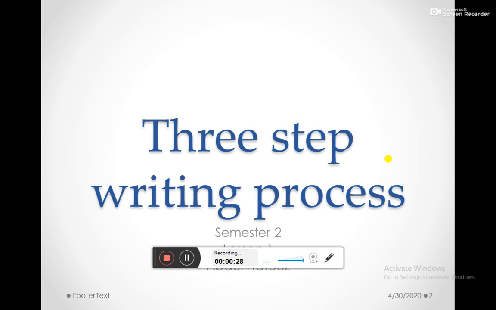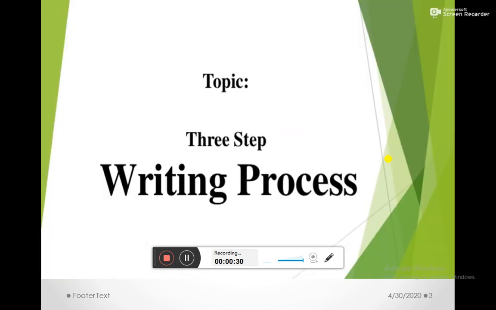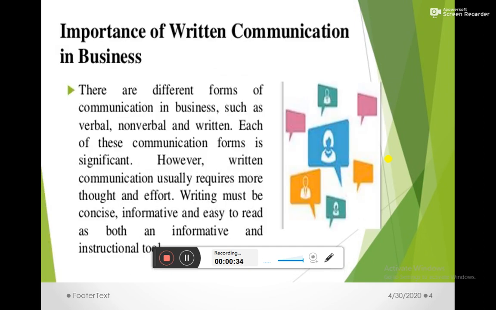Today we are going to talk briefly about the three steps writing process. Before we start, let us discuss the importance of written communication in business. There are different forms of communication in business, such as verbal, non-verbal, and written. Each of these communication forms is significant.